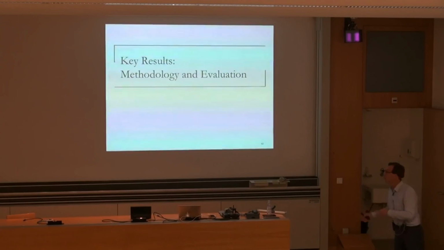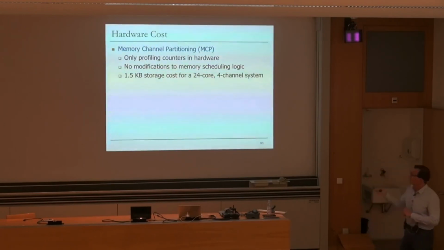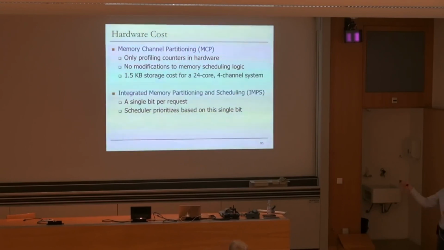So the next step in the presentation, of course, key results. Now we've covered the mechanism in some detail. And the next step is key results, methodology and evaluation. So hardware cost, the paper evaluates the hardware cost. If you just do memory channel partitioning, you just need profiling counters and hardware, no modifications to the memory scheduler. That's the big advantage compared to past mechanisms. And this is the storage cost that's in the paper. If the paper is wrong, you can say that also over here.